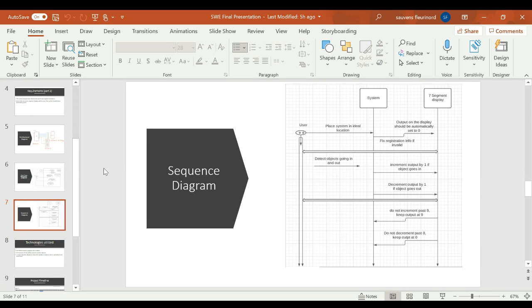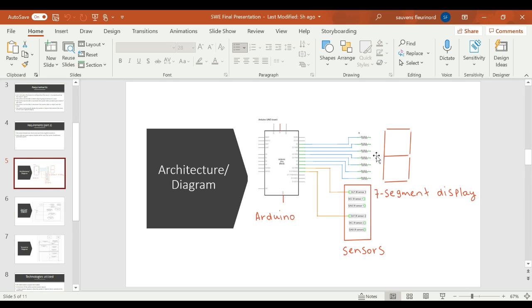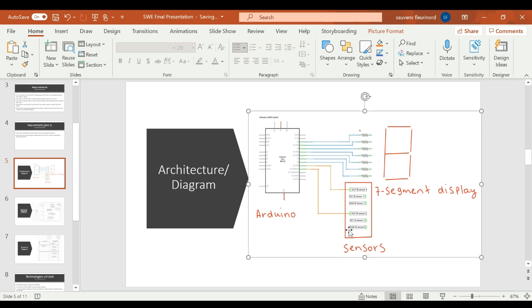I went over the architecture in detail in the demonstration, but I'm quickly going to run over it here. We have an Arduino, we have sensors connected to it, and we have the 7 segment display. The sensors are read by the Arduino pins, and then signals are sent out to the 7 segment display, depending on whether the first sensor or the second sensor gets activated.